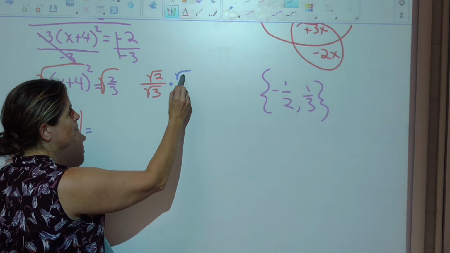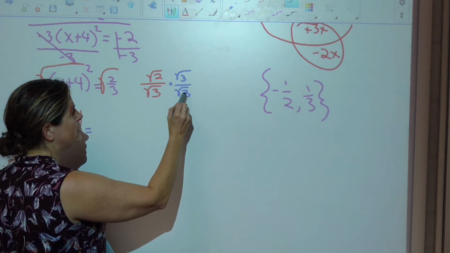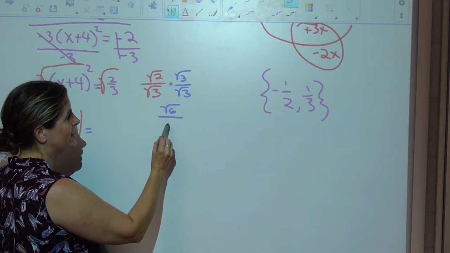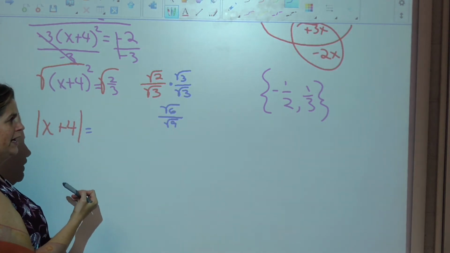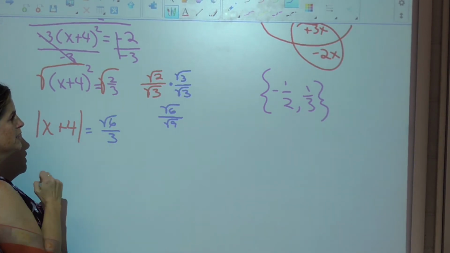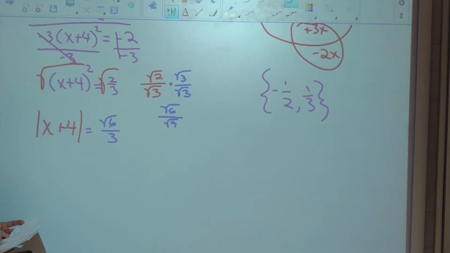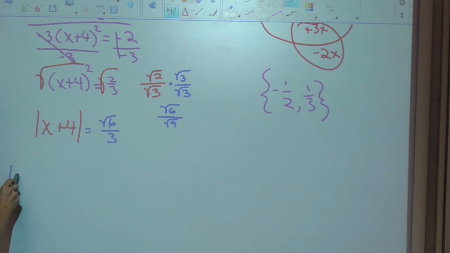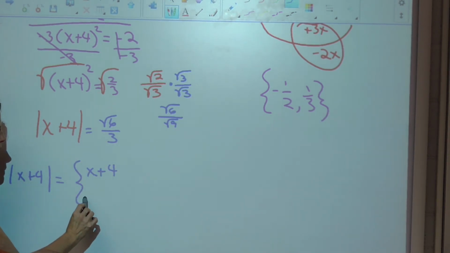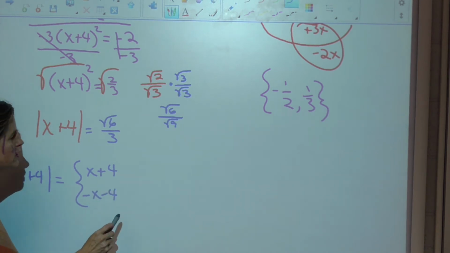I'm going to multiply that by root 3 over root 3, which will give me root 6 over root 9. And what is the square root of 9? Hopefully you know right off that's a 3, and the root 6 stays on top. At this point, then, that piecewise function, absolute value of x plus 4, gives us the 2 pieces, a positive x plus 4 and the opposite of that, negative x minus 4.